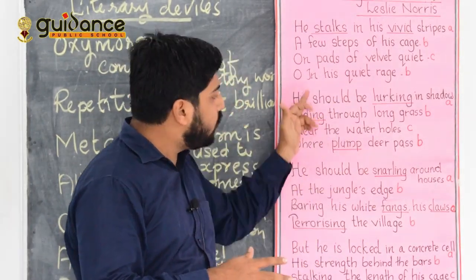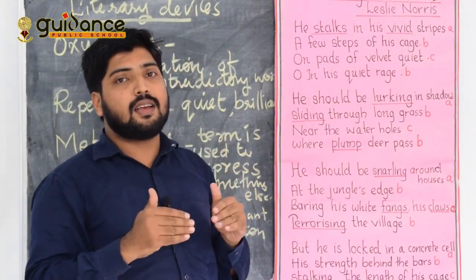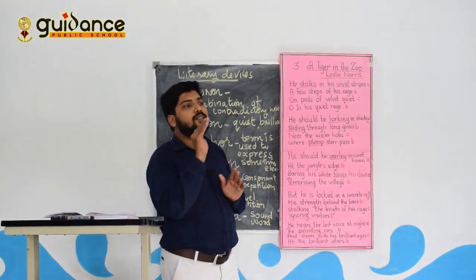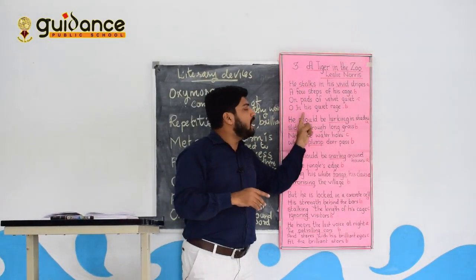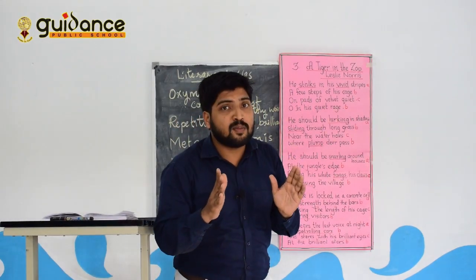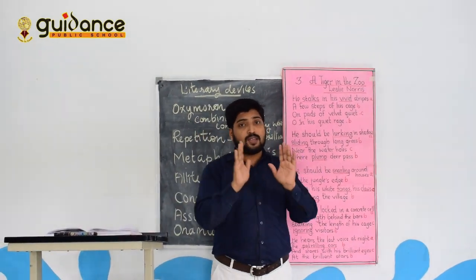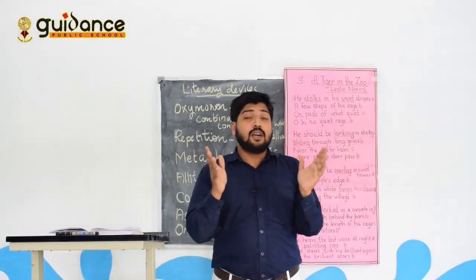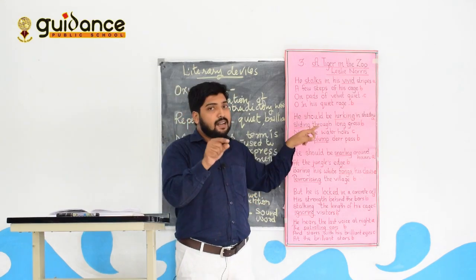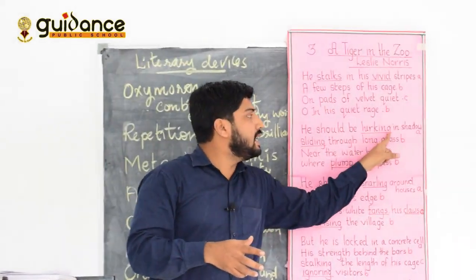The second two stanzas, that means the second and third stanza, take us to the memory of a tiger in the forest. What does it do? He should be lurking. Okay, how is the tiger in the forest? Is it acting as we see in the zoo? No, it's not. Of course, it was of a ferocious, very cruel nature. So here the poet tells us how the tiger lived in the forest. How? It should be lurking in shadow.